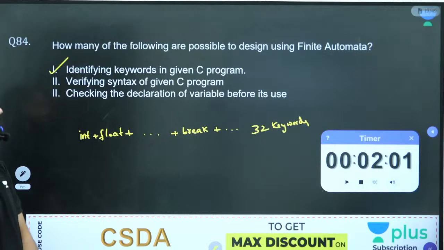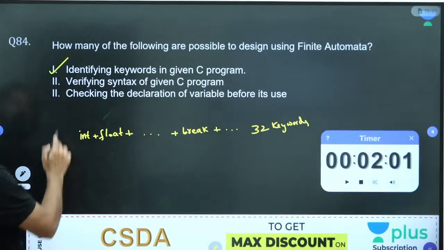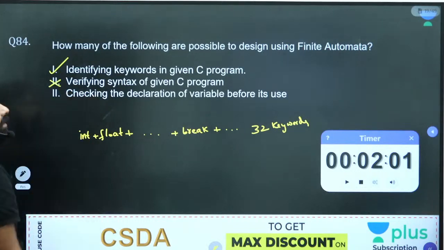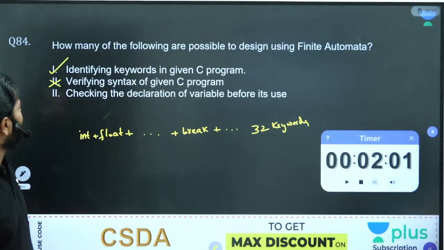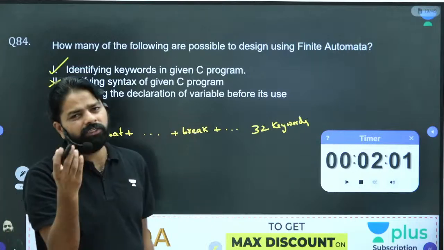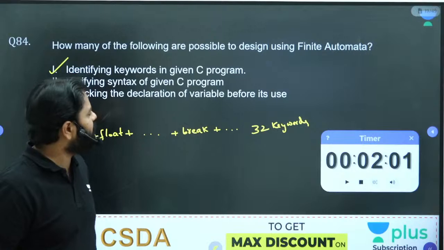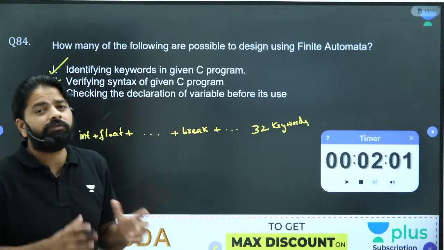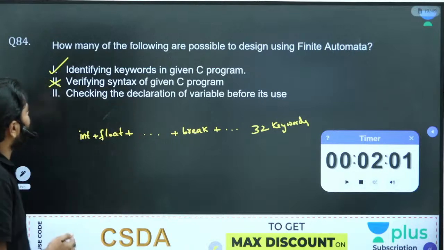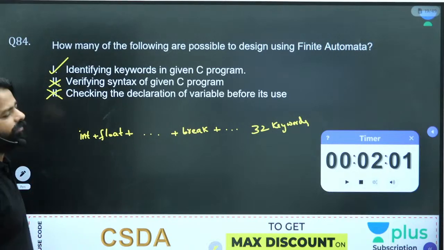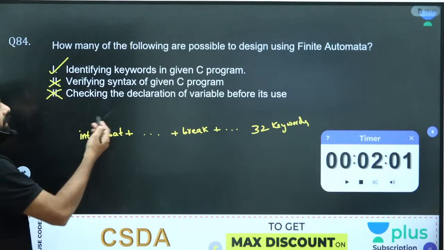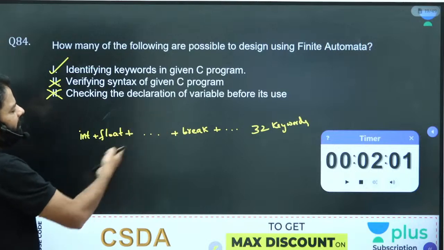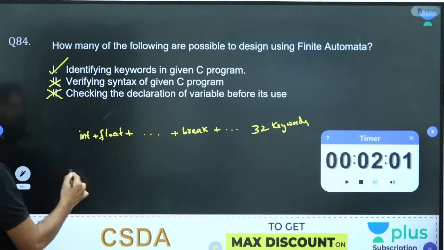And can you try the remaining like this? Tell me how many of them? Only one. Verifying the syntax, you cannot do with a finite automata. You need a stack to understand it. Finite automata has no stack. And checking the declaration of a variable before its use needs semantic analysis inside the compiler, so for that even one stack is not possible, and more knowledge is needed. Finite automata can help only with the first statement, representing that pattern with the help of a regular expression, and then you can design a finite automata for this. Answer is 1.